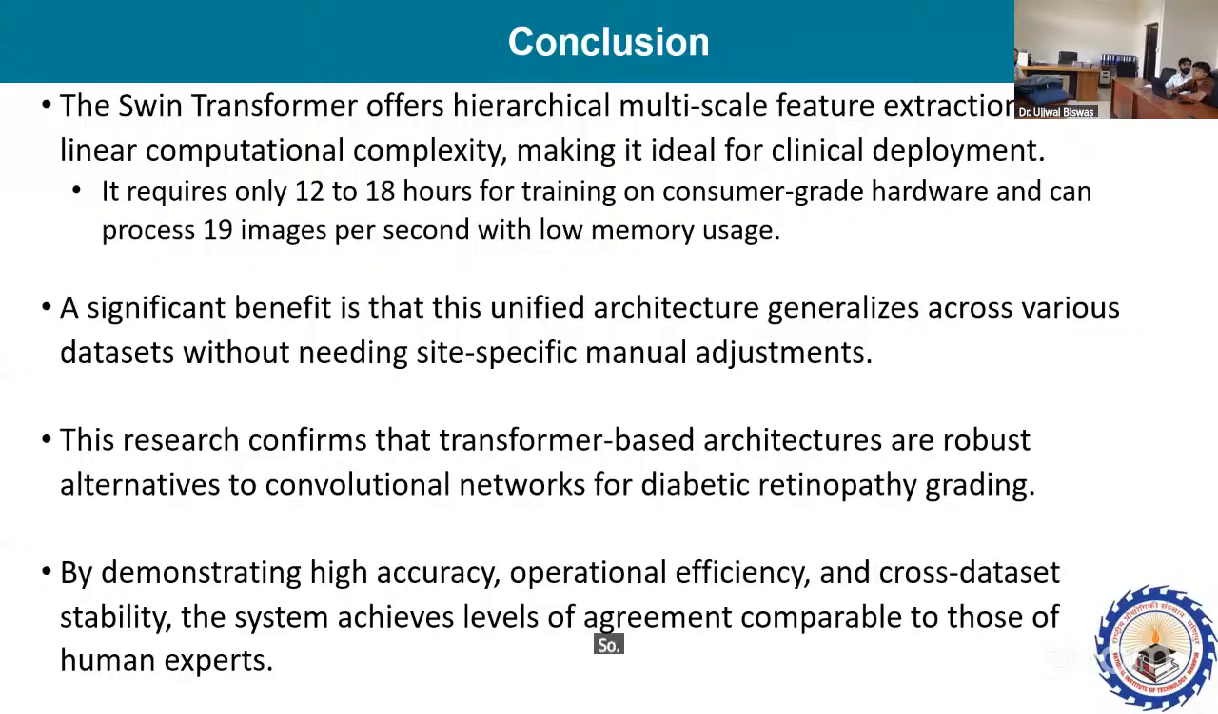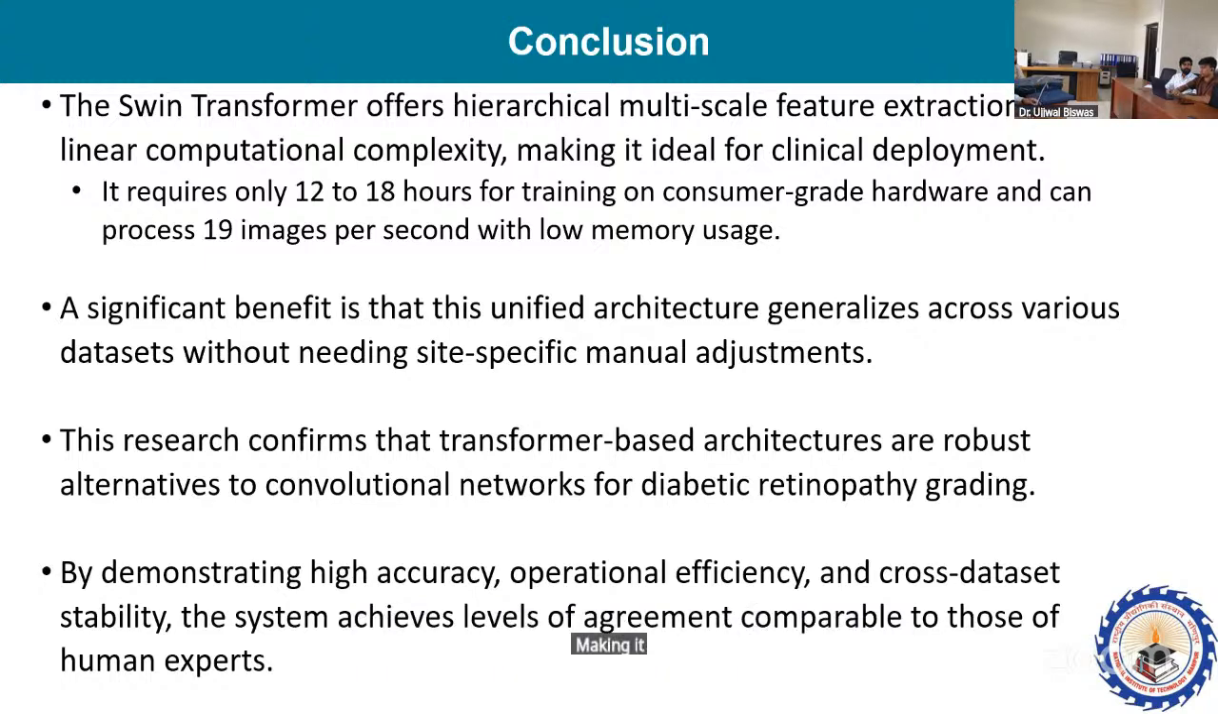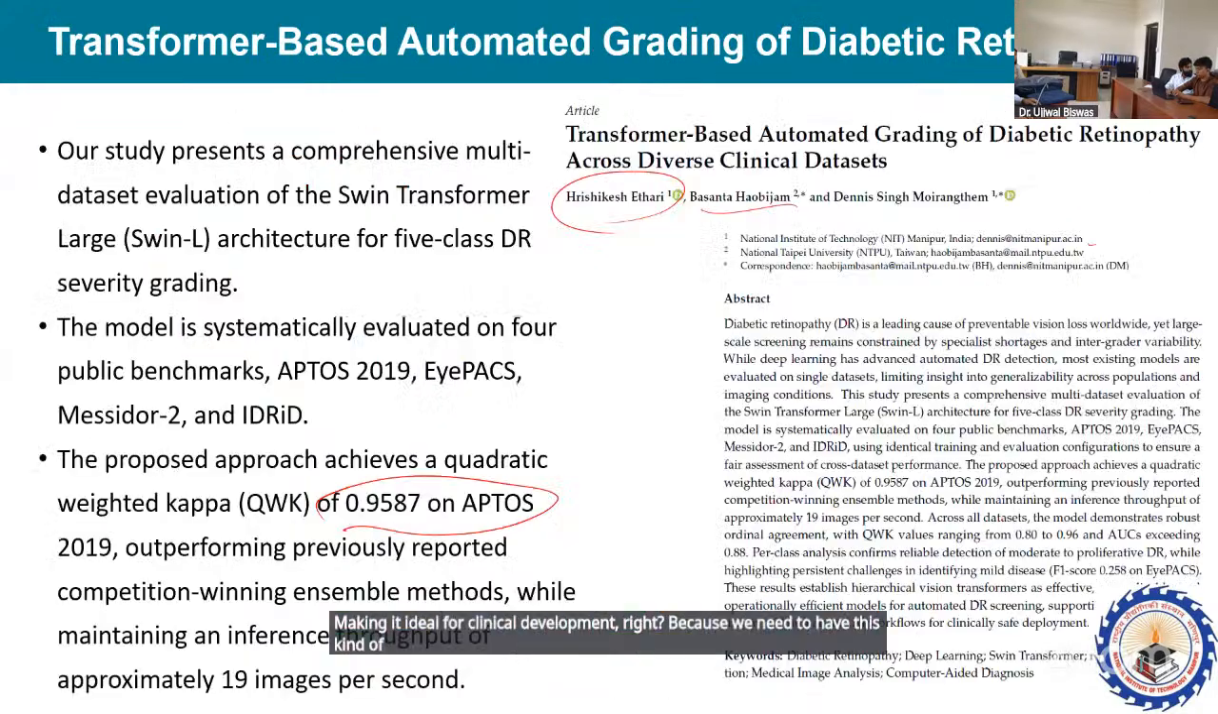So coming to the conclusion, the Swin transformer offers a hierarchical multi-scale feature extraction approach, and its complexity is linear, not exponential anymore. It has linear computational complexity, making it ideal for clinical deployment, right? Because we need to have this kind of speed. If you feed one image into a CNN or a vision transformer, and it is taking like 30 seconds to process, then it is not feasible, because we will have 10, 20 patients waiting outside our door, and I'm taking 1 to 2 minutes just to get the results.